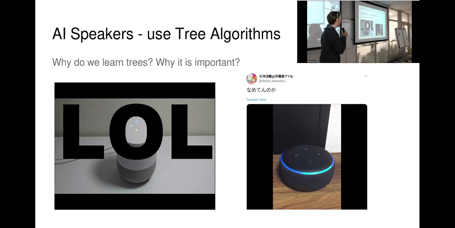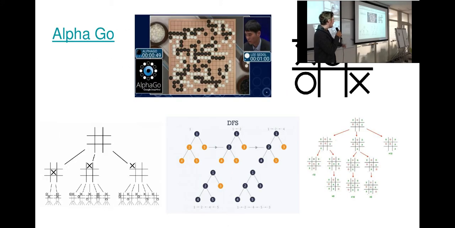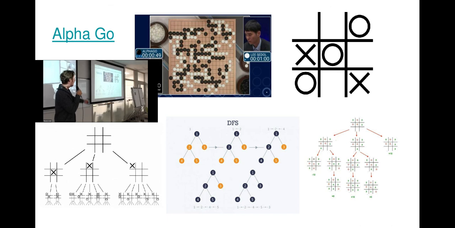It uses a tree algorithm. Another one is games. If we look at the next slide, maybe you've played some of these games. Go at the top, tic-tac-toe, or noughts and crosses at the bottom. Each move can be part of a tree, and you can find good moves by moving through the tree.